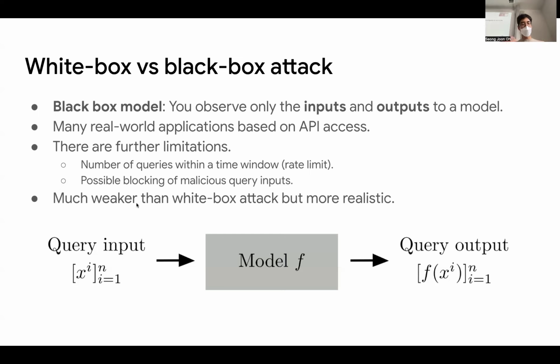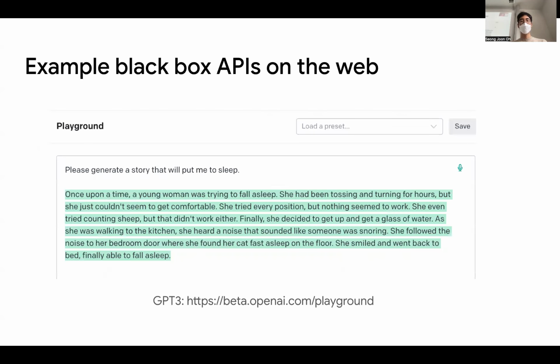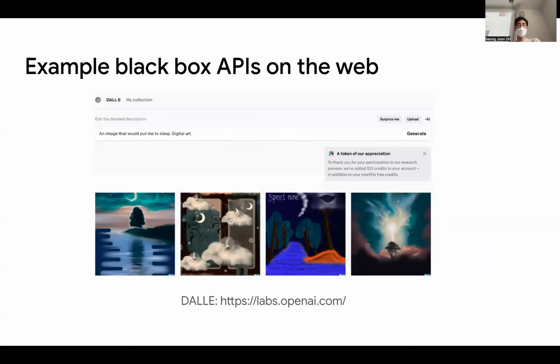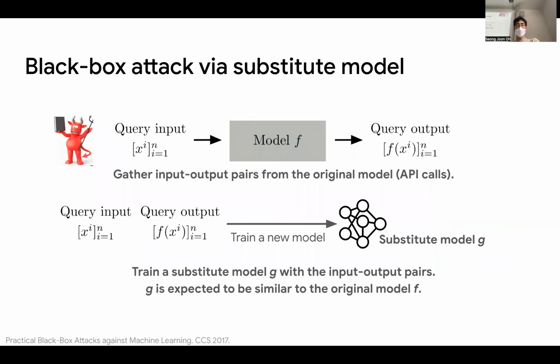And of course, with less knowledge about the model, the attacks are much weaker than white box. A few examples these days: GPT-3. You can give an input to this GPT-3 and then produce output later on. If there's a way to attack GPT-3 based on input and output pair observations, then that's going to be very interesting. DALL-E as well. You give an input and then you get the output back. So how can you attack this kind of model, for example?